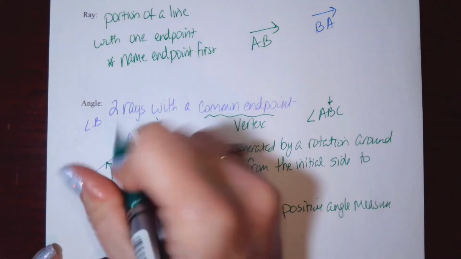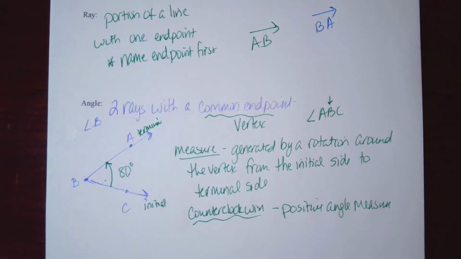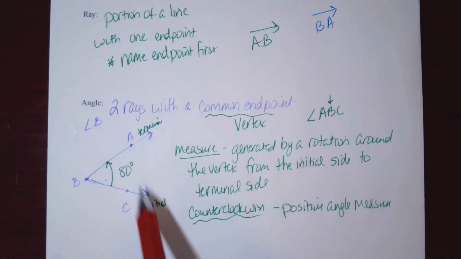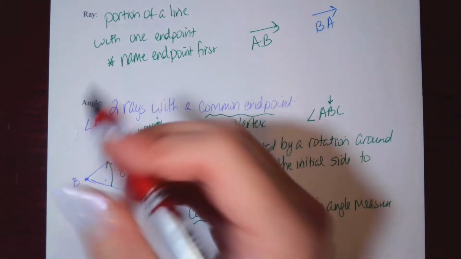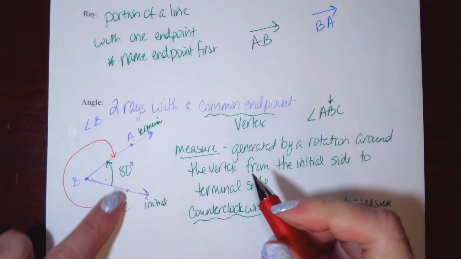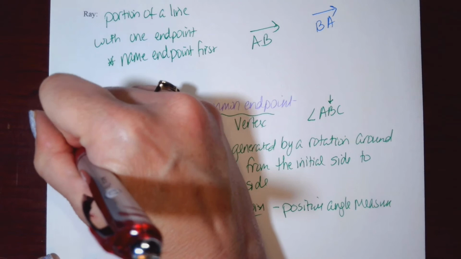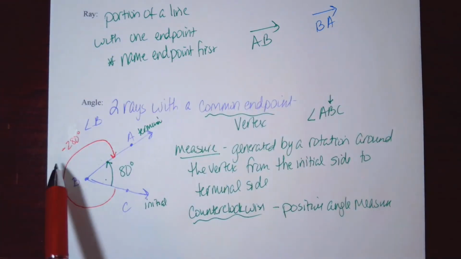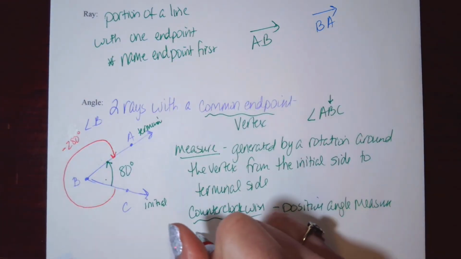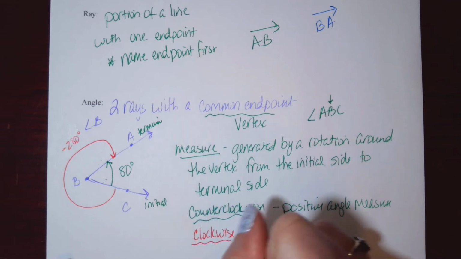So let's say that this is 80 degrees, and I didn't measure obviously, so it's probably not 80 degrees. But if this is still my initial side, still my terminal side, but I rotate clockwise, I'm looking at all of this. Well, one full turn is 360, and 360 minus 80 is going to be 280. It's a negative angle measure if that rotation direction is clockwise.